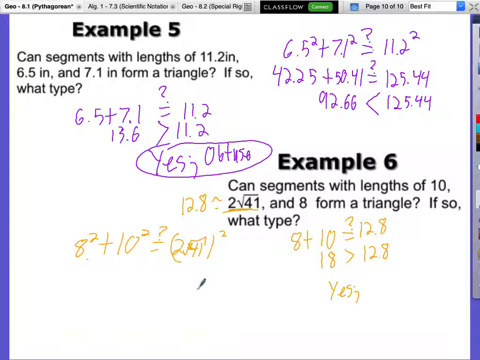If you put this in a calculator, just square root of 41 times 2.